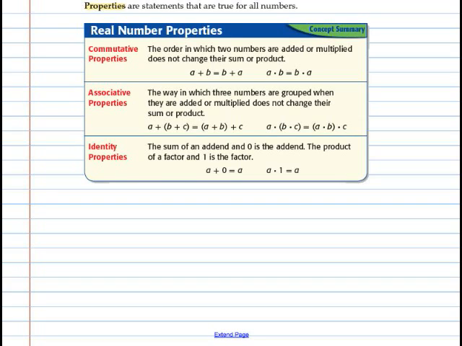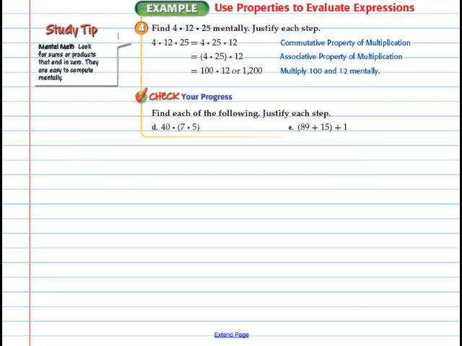The two identity properties, one of addition, one of multiplication. The identity property of addition says if you add 0 to a number, the addend value remains the same. If you multiply a factor times 1, again, the value is not changed either. Those are called the identity properties of multiplication and addition. These properties only apply when you're multiplying or adding. They do not apply when you divide or subtract.